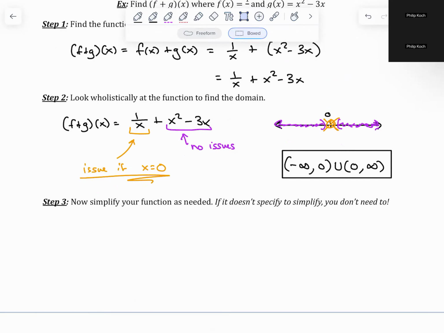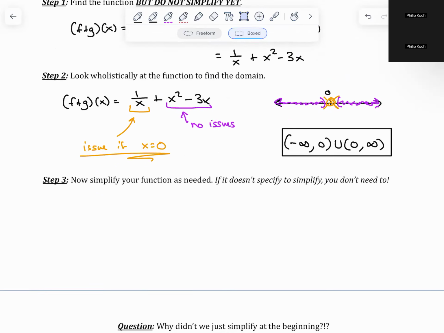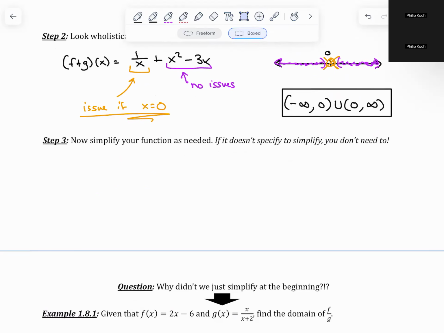Now, the last step is to simplify as needed. If the problem doesn't say to simplify, you don't need to. Alex may give you that annoying statement of like, you can simplify it more, but you don't need to do that unless you have to.